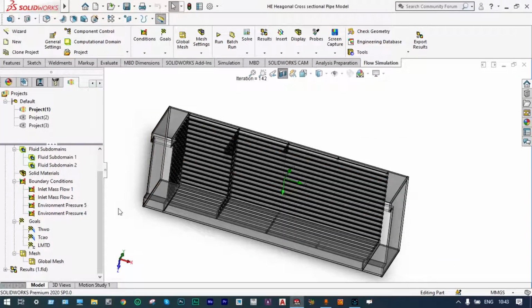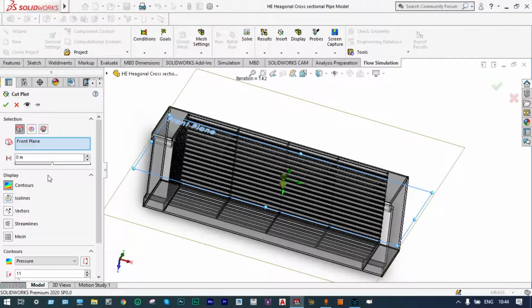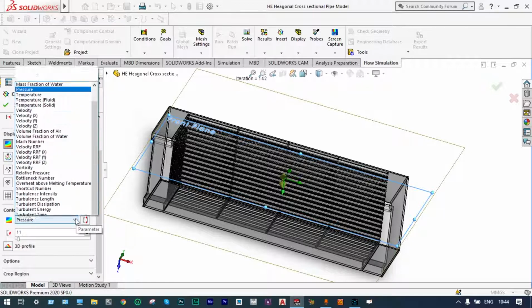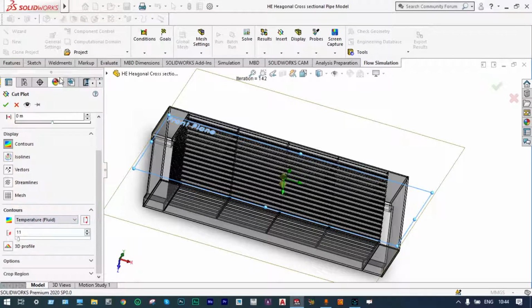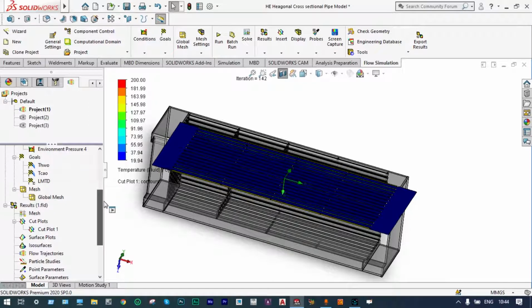From the results itself, first of all we'll see the cut plots in the form of temperature plots. Insert cut plots, and we want to see these cut plots from the front plane. It will be the distribution of fluid temperature. Let us see these things. Now we can run this to see the variation of temperature across the plane. Let us play this.